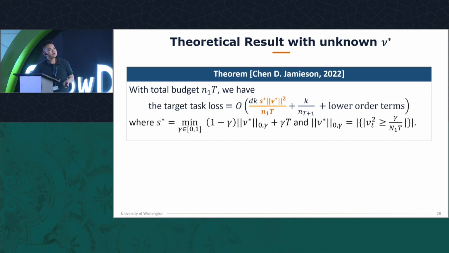If we have an unknown nu star, we have some lower order term which accounts for estimating this nu star. But the other terms are the same. So you can still get some improvement when you have a generally large amount of data.